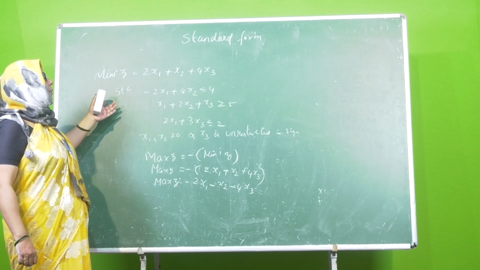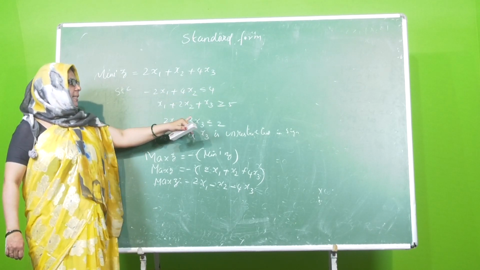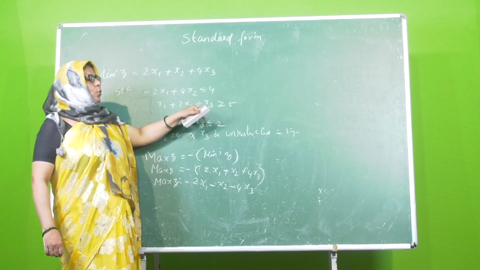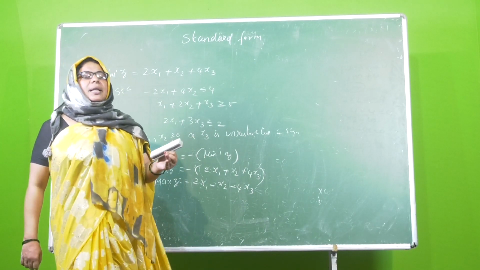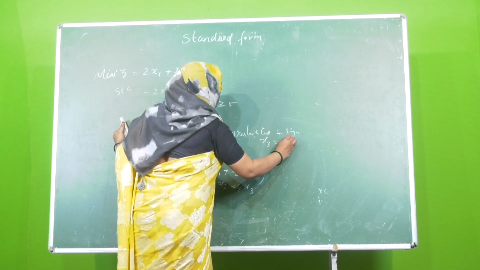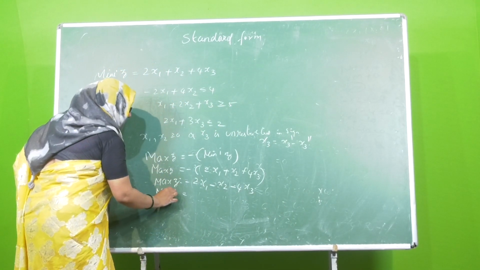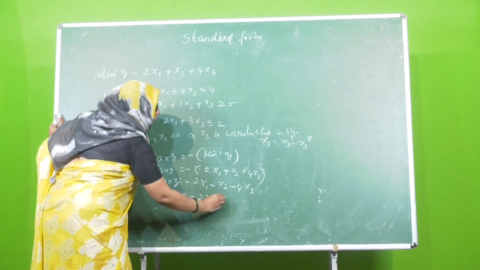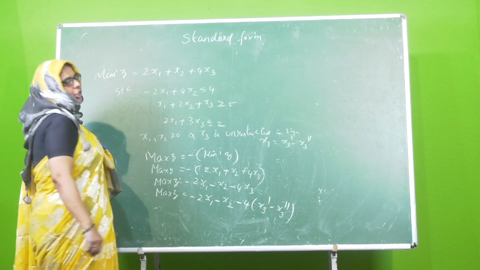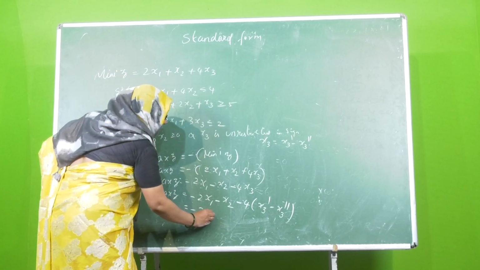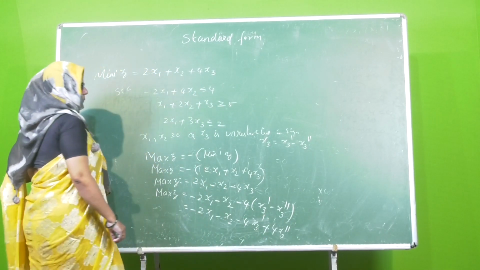Next, subject to the constraints: minus 2x1 plus 4x2 less than or equal to 4, and 2x1 plus 3x3 less than or equal to 2, x1 plus 2x2 plus x3 greater than or equal to 5, and x3 is unrestricted. Unrestricted means x3 is equal to x3' minus x3''. So maximize z is equal to minus 2x1 minus x2 minus 4 into (x3' minus x3''), that is minus 2x1 minus x2 minus 4x3' plus 4x3''.